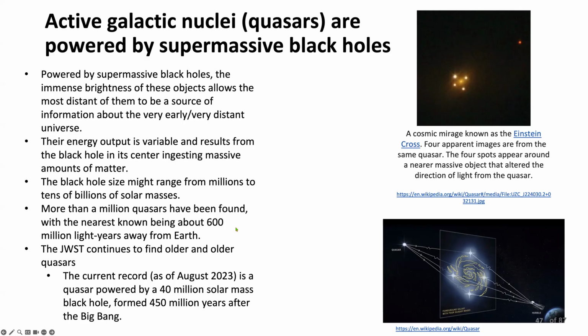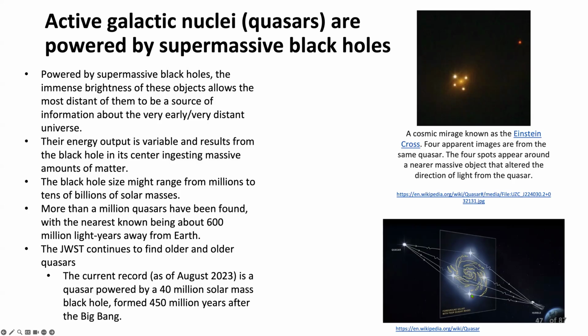So we have millions of these quasar objects. And in some cases, the alignment is just right. So we see these mirages. Now, how do we know that each of these four bright spots that are shown here are all coming from this quasar? And the answer is we measure the redshift of each.